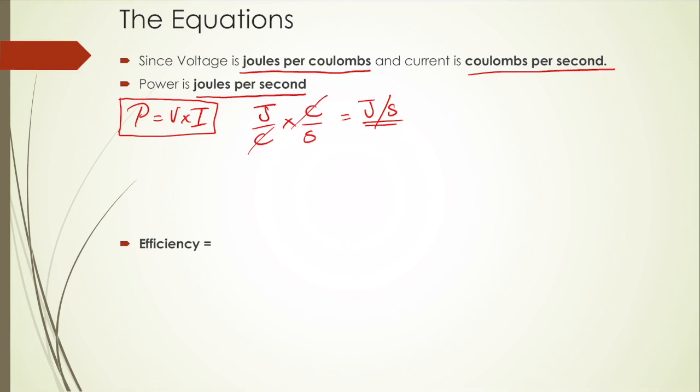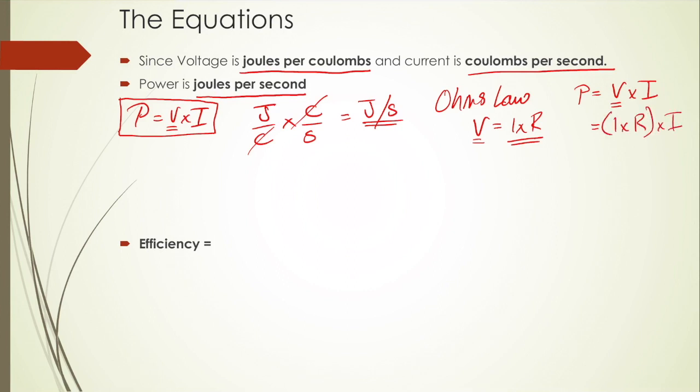But we also know another equation, and this one is from Ohm's law. And it's V equals I times R. Now V equals I times R means I can replace the V in the equation. So I start with the power equation, and this V is going to get replaced with I times R. So I times R times I, which gives us, when we expand those brackets, I squared times R for the power.